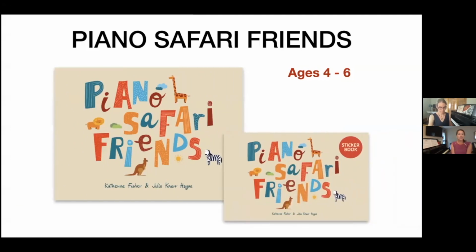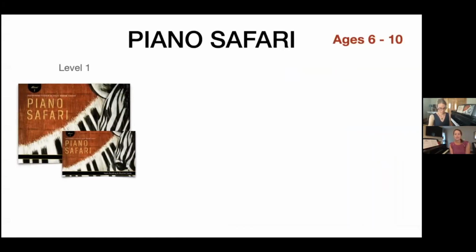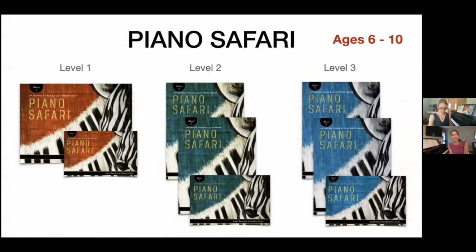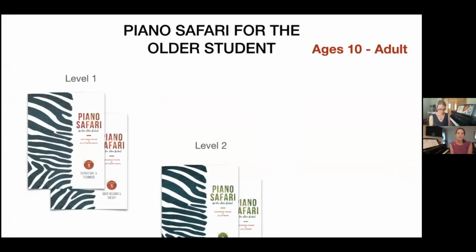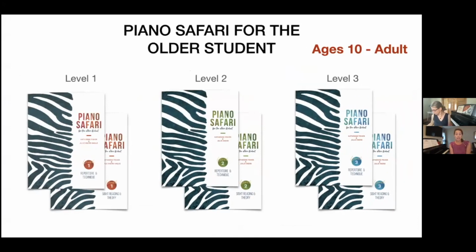So Piano Safari has 3 method curricula. Our newest book, Piano Safari Friends, is designed for students ages 4 to 6, and it's intended to prepare them for Piano Safari Level 1. Our core Piano Safari method series is designed for students ages 6 to 10, the average age beginner. It has 3 levels of material. And we also have a method for older beginners, ages around 11 through adult. However, in this webinar, we are going to focus on the younger children.